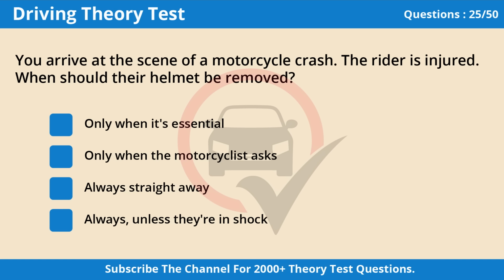Question 25. You arrive at the scene of a motorcycle crash. The rider is injured. When should their helmet be removed? A. Only when it's essential. B. Only when the motorcyclist asks. C. Always straight away. D. Always, unless they're in shock. The answer is A. Only when it's essential.